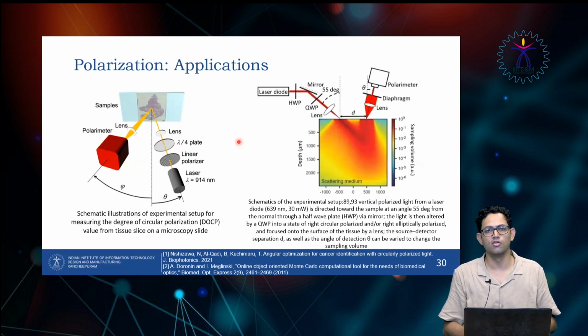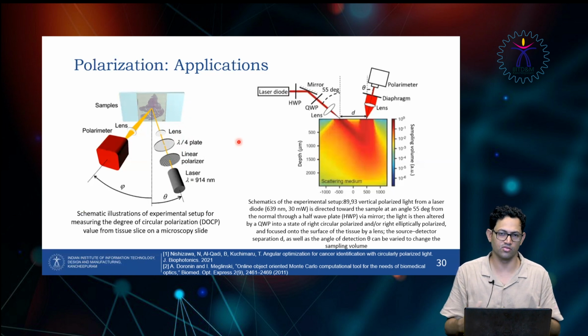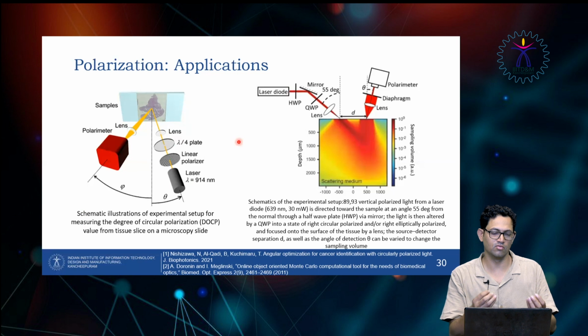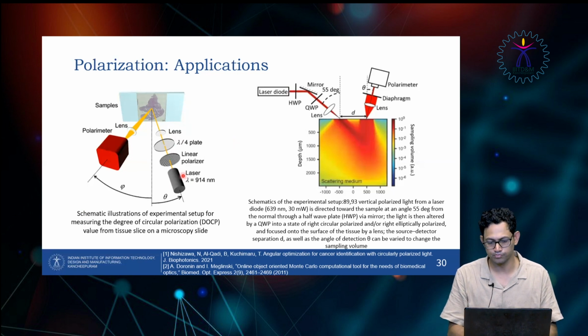polarization. From there you get to know whether it is cancer or normal, or if there is inflammation or different types of stages of cancer. All those things you can try to estimate from how much is the loss of polarization once the light interacts with those tissue. This is, I think, the work of Nishizawa, and another work is by Doronin.